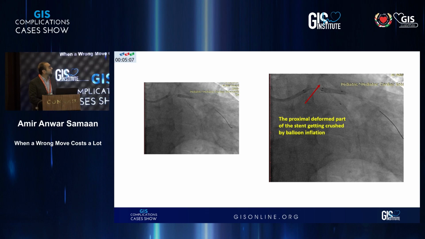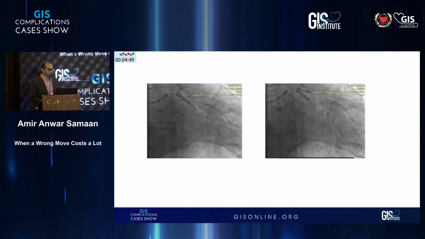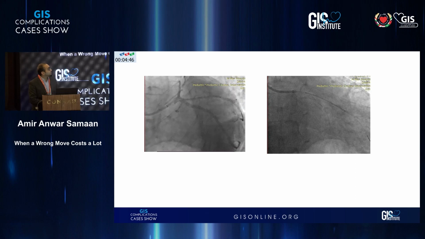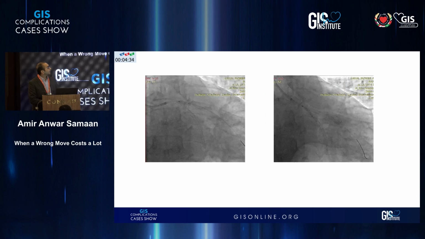And we inflated these balloons at high pressure, crushing more the proximal deformed part of the stent. And then we performed kissing balloon inflation for both branches. Then we introduced a stent covering the disfigured and the deformed part of the proximal stent. And this is how it looked like. After that, we used a larger balloon, 4.5, to make sure that the proximal part of the second deployed stent is well opposed at this segment.